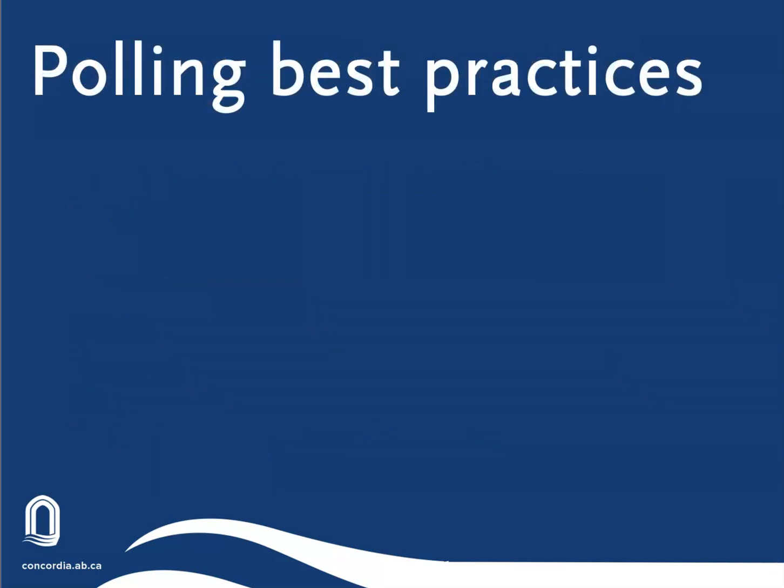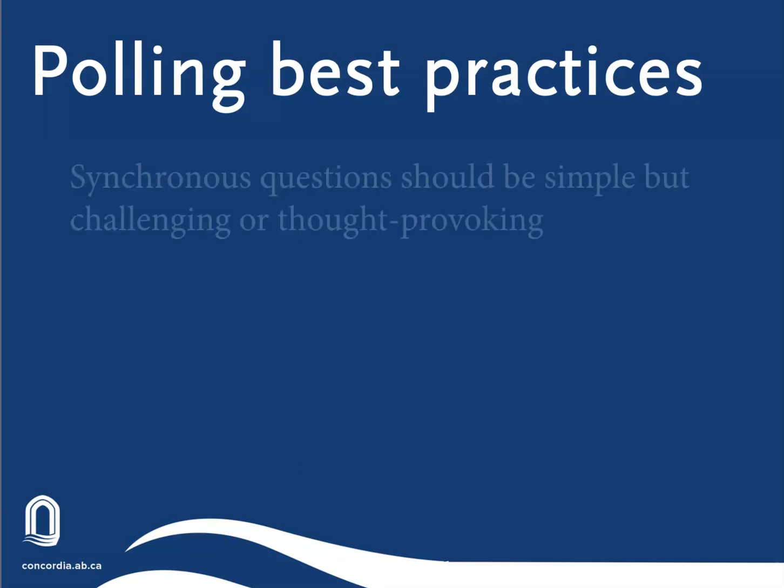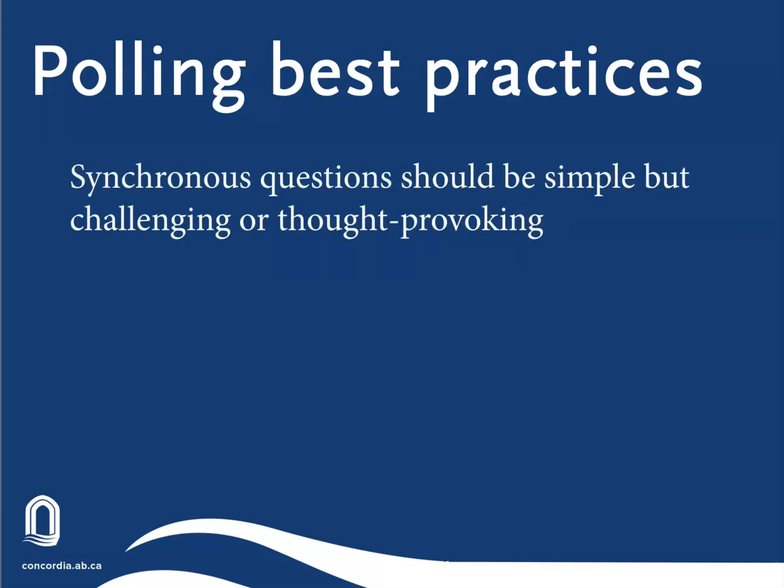As far as some of the better ways to do polling, I'll just touch briefly on these. If you're thinking about doing polling during a synchronous session, that is while all of you are meeting in a live Google Meet, what you want are questions that are relatively short, and they don't necessarily have to be simple, but they do have to be direct. You don't want them to be too convoluted, but you want them to be challenging or thought-provoking. So these kinds of questions are not necessarily very nuanced or detailed content-related questions. If you want people to get involved, you want to give them something to think about, something to ponder, something that makes them curious or wonder.